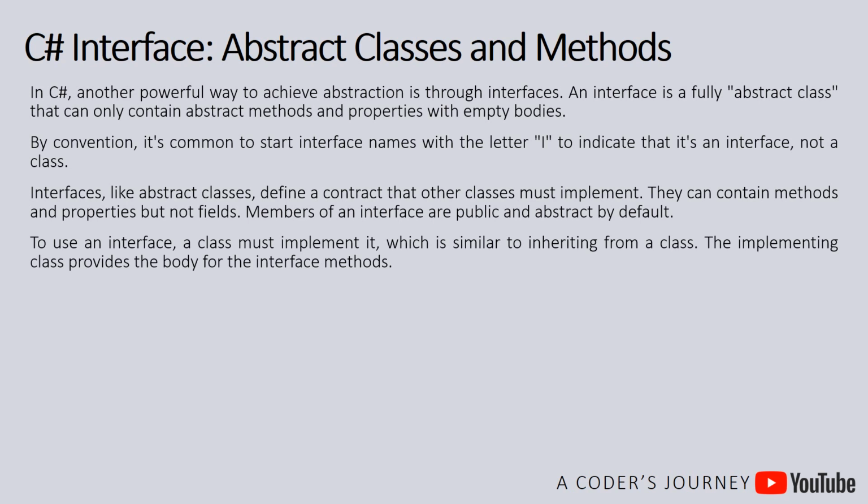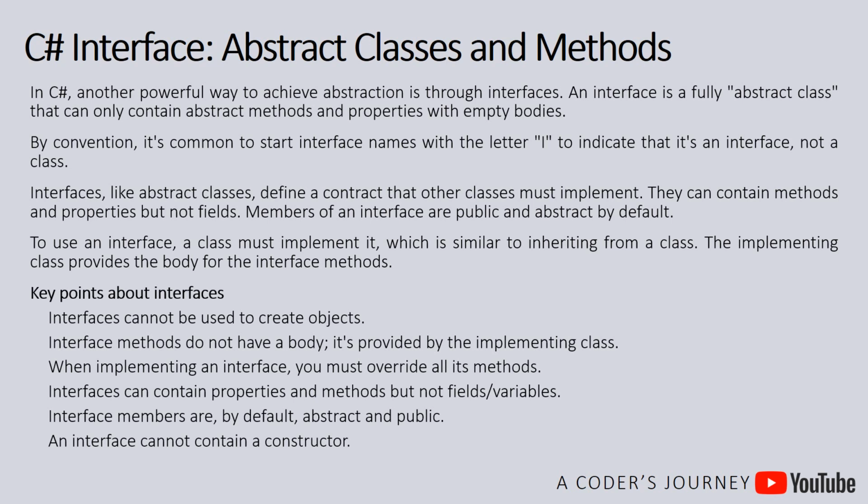Now, to use an interface, you are going to implement that interface. So when it comes to a class, we usually say deriving from a class or inheriting from a class. But in the case of interfaces, we say implementing an interface, right? The implementing class, so the class that is implementing that interface, must provide the body for the methods of that interface.